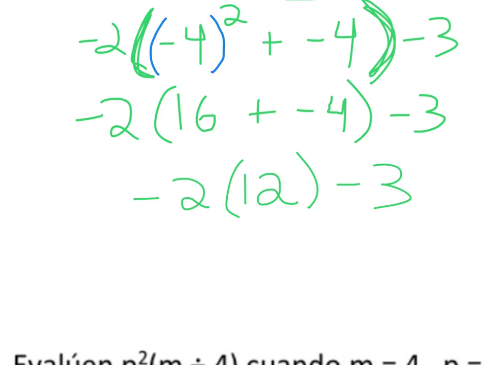Now we have two things next to each other, and we have a -3. What would we do first? Well, the two things next to each other, what operation is that? Addition, subtraction, multiplication, or division? Multiplication. So we're going to put a little multiplication dot in there because there's an invisible dot. So -2 times 12 is -24. Bring down the -3. -24 minus 3 is -27.